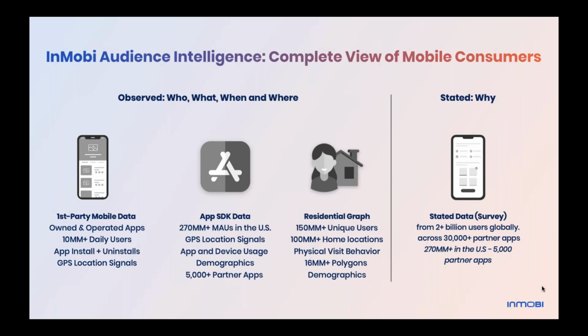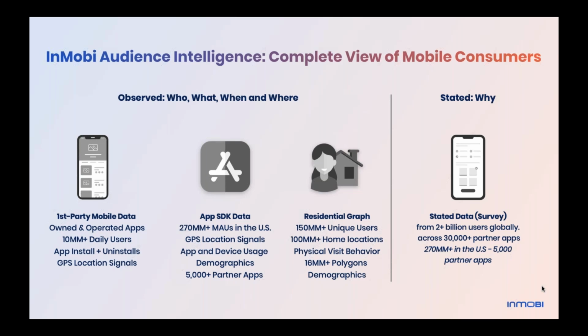We also pair that with our residential graph data. We have about 150 million or so unique users living in 100 million US households. We are able to look at them from not just where they live, what type of residence, demographics they're in, but also some of their physical visit behavior when they're away from home. So all that on the left side is observed behavior.